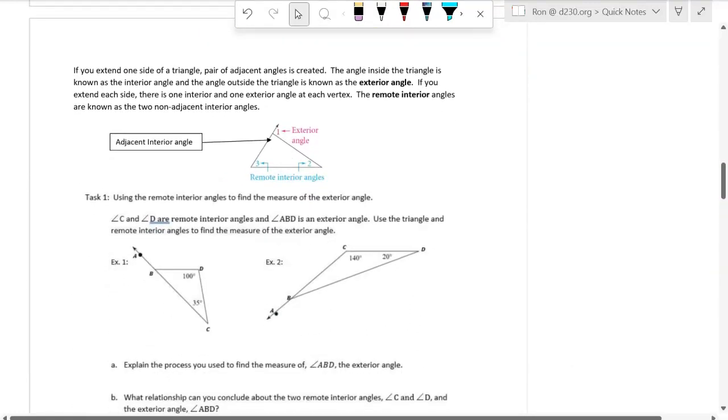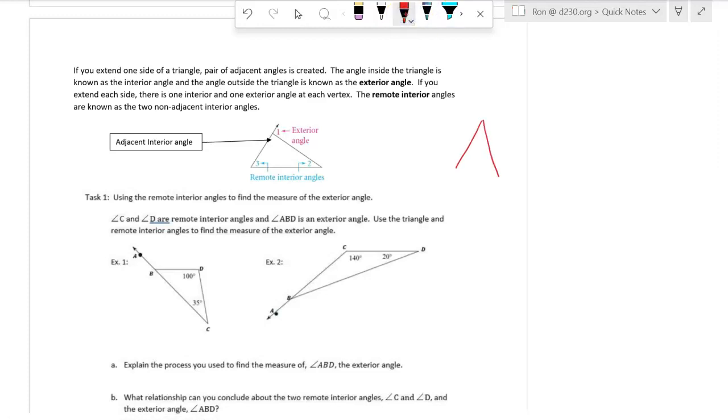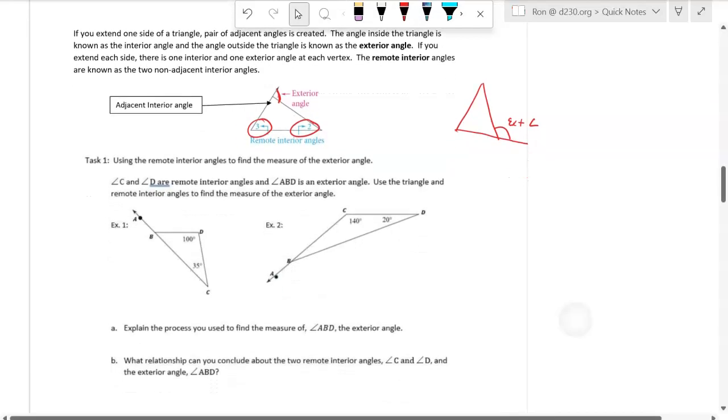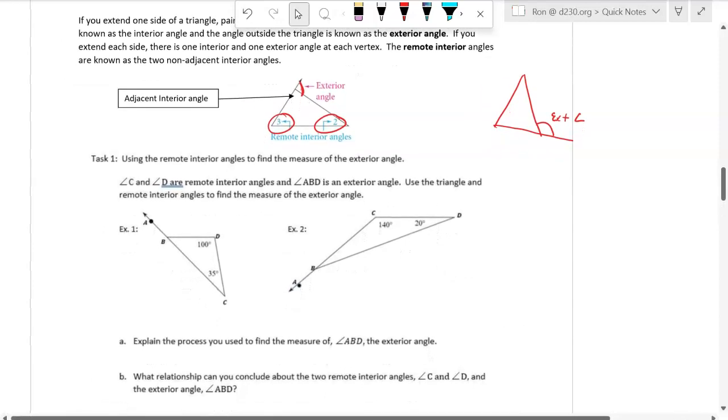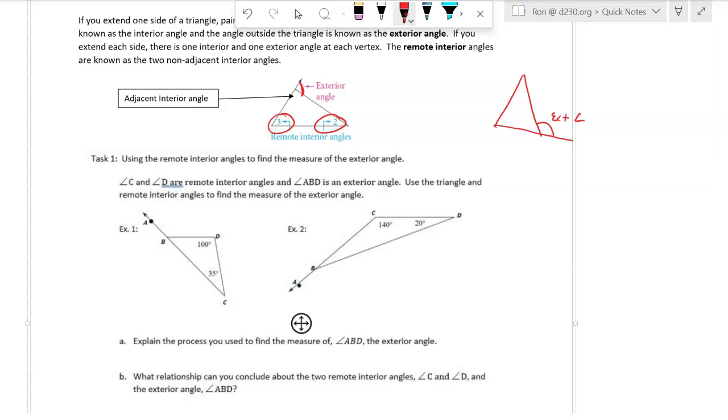So now, here's the thing. If we take a triangle and I take a side and extend it a little further, like we see here, what we get is an exterior angle. If this is my exterior angle, the two interior angles that do not touch it are called remote interior angles. Knowing what they are is key to start with. But what they want you to do is use the two remote interior angles to find the exterior angle here.